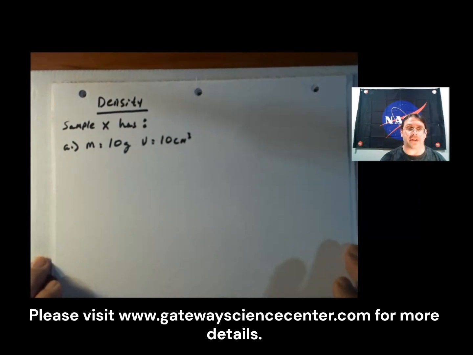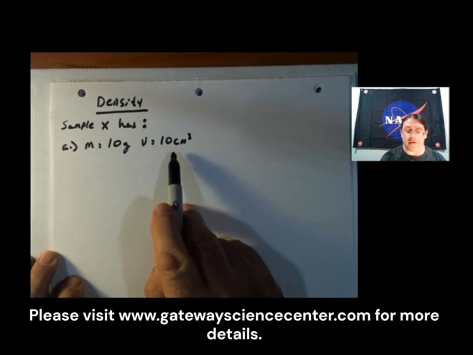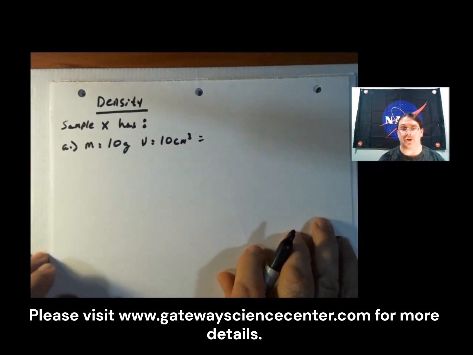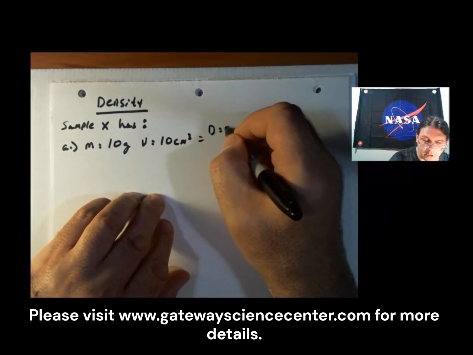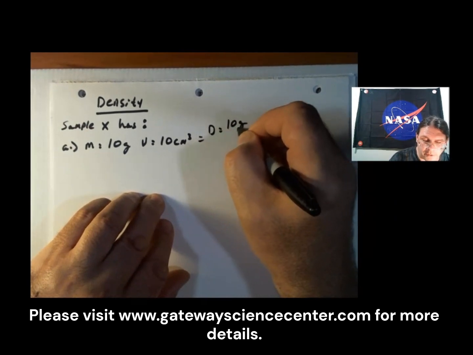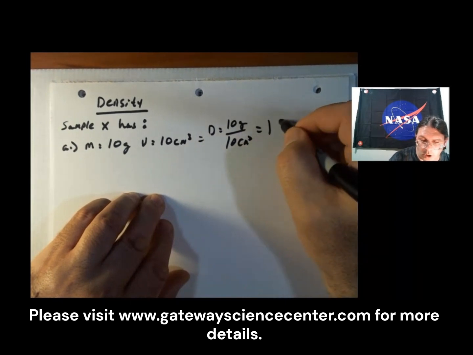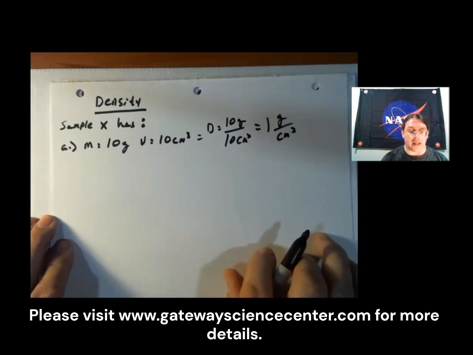Sample X is measured to have 10 grams and a volume of 10 centimeters cubed, and I want to know the density. Hopefully by now you can do this outright, and the density is going to be 10 grams over 10 centimeters cubed, which is 1 gram per centimeter cubed. So now let's cut this in half.